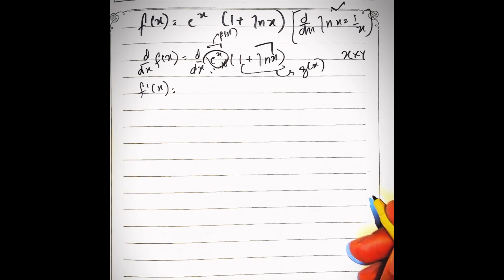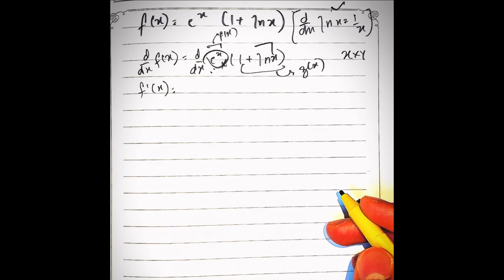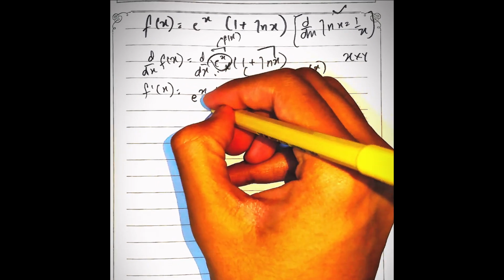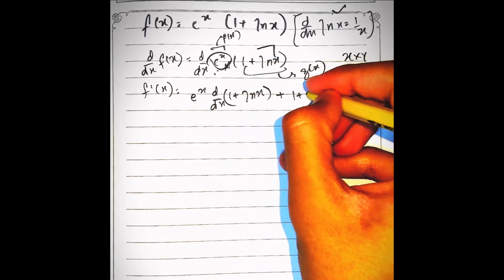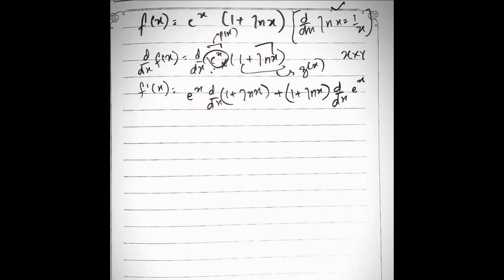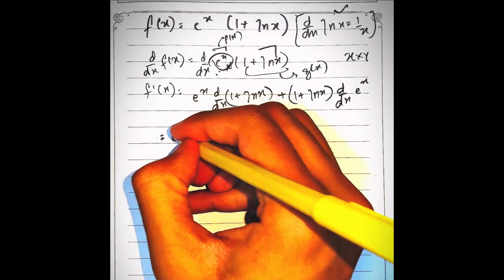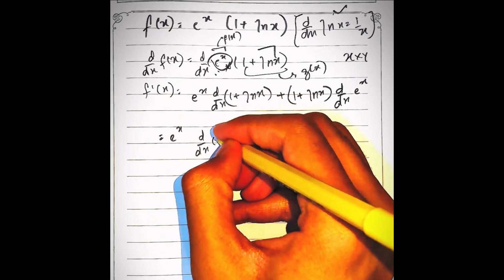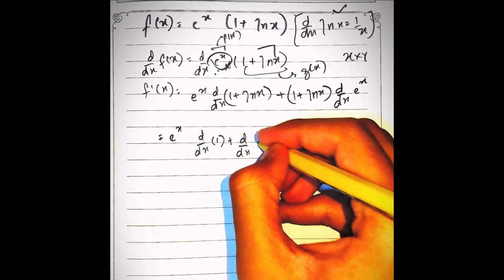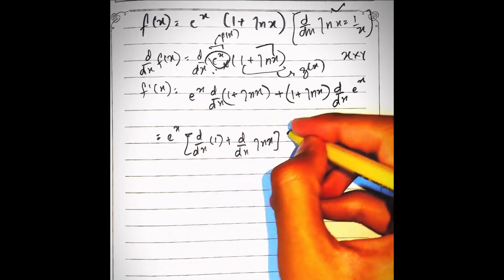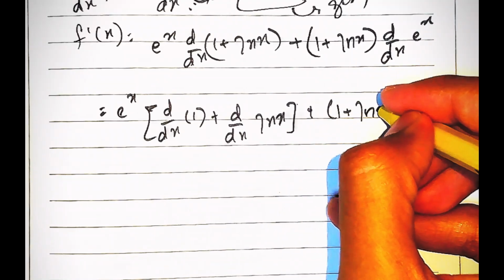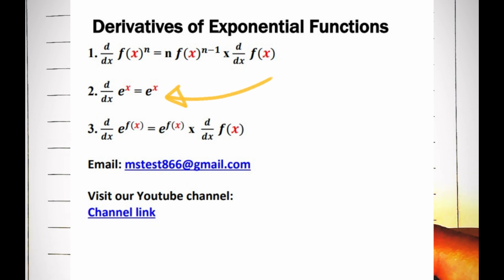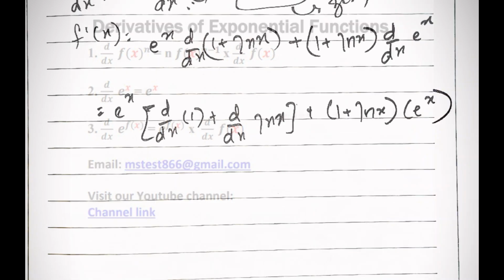So let's follow the rules of multiplication while finding the derivative: the first function as it is, times the derivative of the second function, plus the second function as it is, times the derivative of the first function. So let's continue. e^x, and since these are being added, we can separate the derivatives: d/dx of 1 plus d/dx of natural log of x, we will use a bracket, plus (1 + natural log of x). Now the derivative of e^x, we studied in the previous video, is e^x itself. Those are two same things.